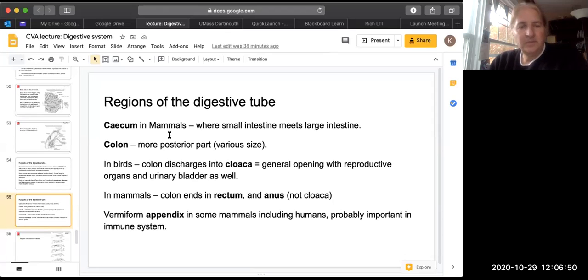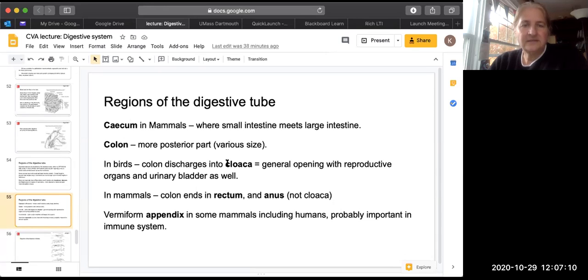Some other posterior regions in the digestive tube. There's a cecum in mammals. That's where the small intestine meets the large intestine. The colon is the more posterior part that varies in size.